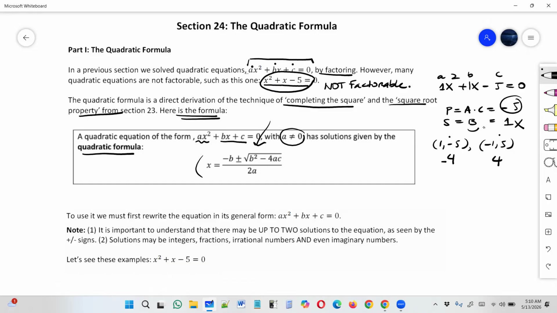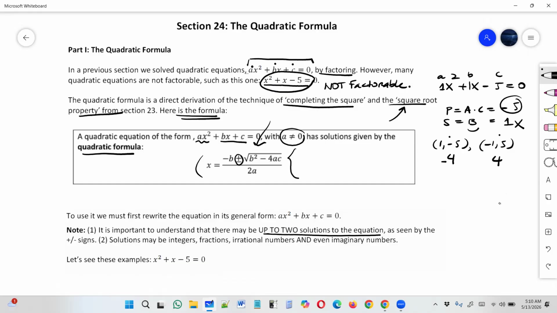It's important to notice that there's going to be two solutions coming from here, and we'll see it when we solve it, one involving the plus, the other involving the minus. So the plus and minus come from the square root property after we complete the square. So keep in mind, up to two solutions to the equation, one with the positive, one with the negative.